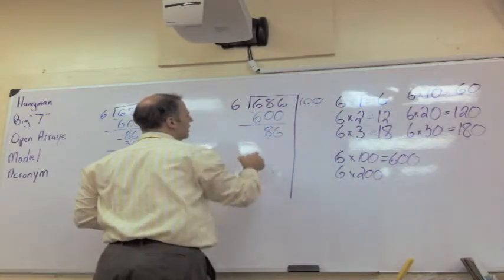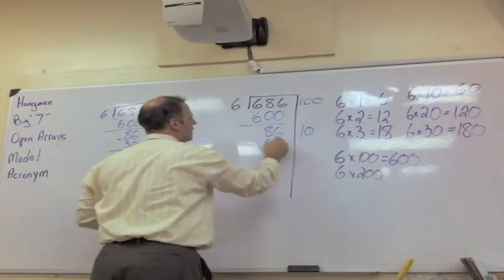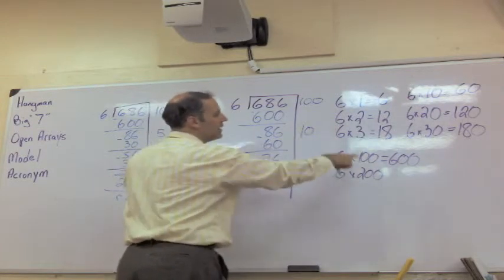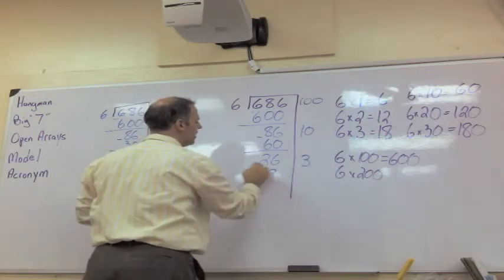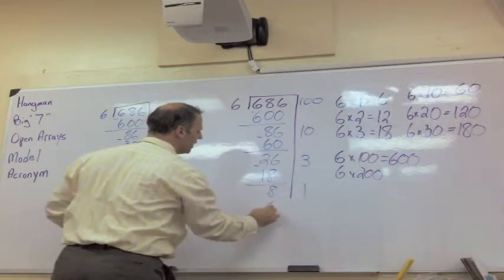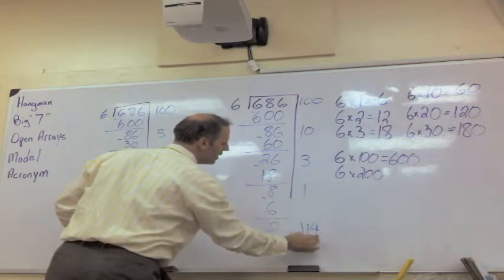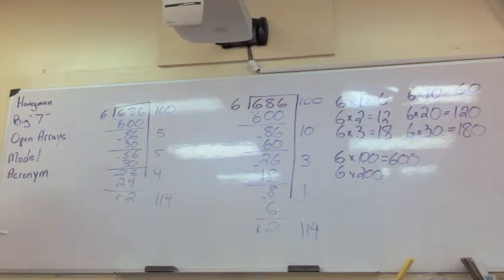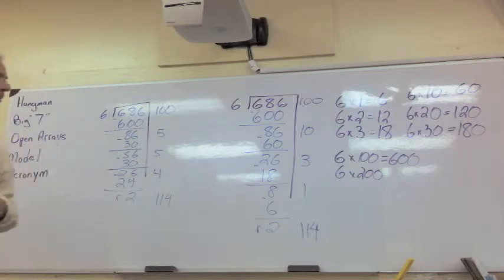Subtract. 86. Getting close to 86, 6 times 10 is 60. Subtract. To get closest to 26 without going over, 6 times 3 is 18. Subtract. 6 times 1 is 6. We add up our values, 114 with a remainder of 2. So again, very similar, just different, and maybe different enough that you find a child likes one over the other.